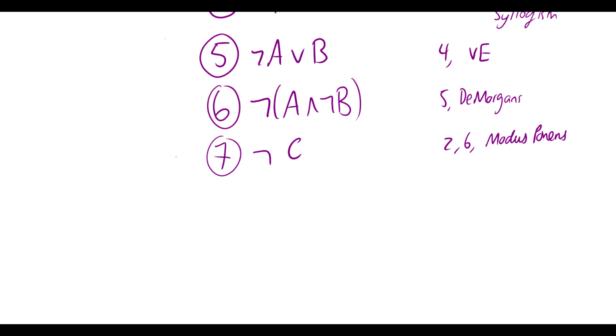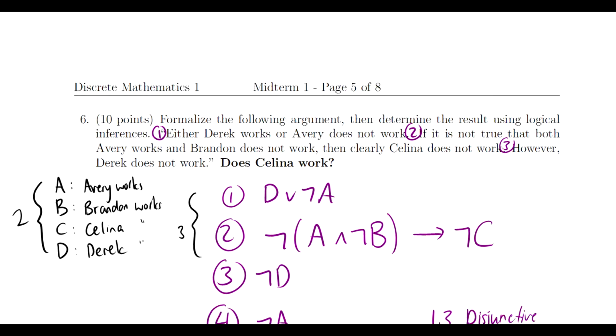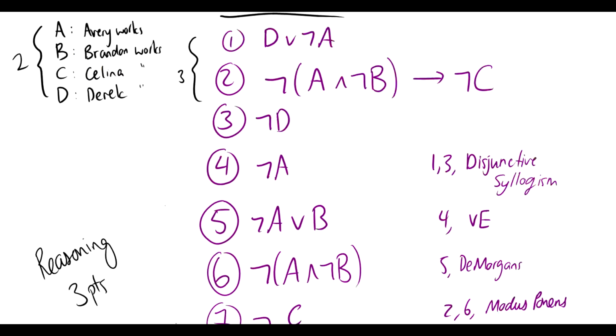So the reasoning that you take to get there, as long as there's some sort of logical step, it's going to be 3 points. And for 2 points, you have to specifically write out Selena does not work. Because I did ask the question, does Selena work? So it has to be answered. So that's the breakdown for this question.